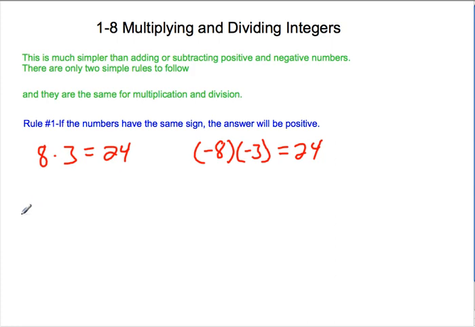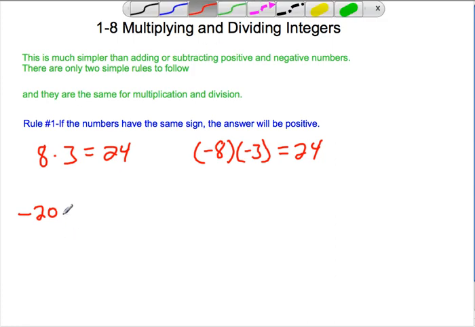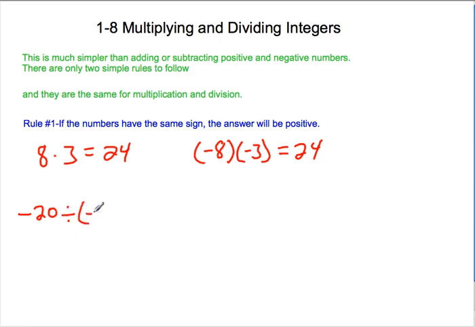Same with division. Negative 20 divided by negative 5, since both numbers have the same sign, both negative, the answer is positive. Just as 20 divided by 5 would be positive.